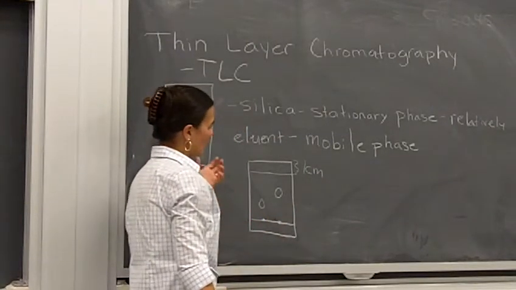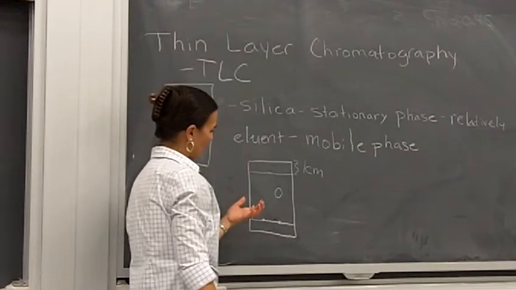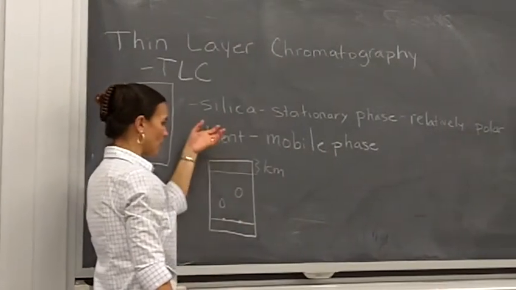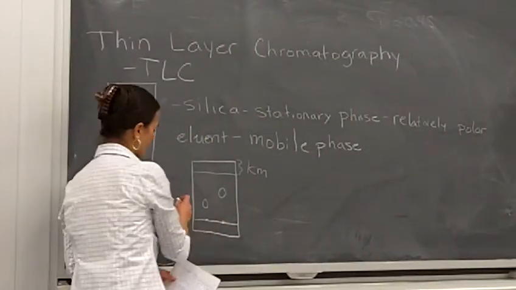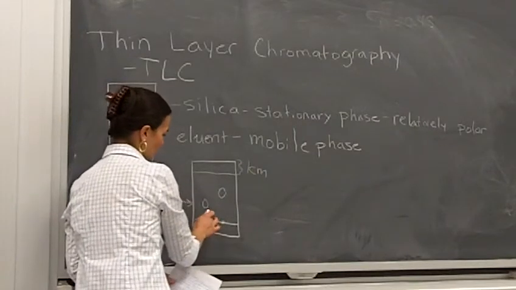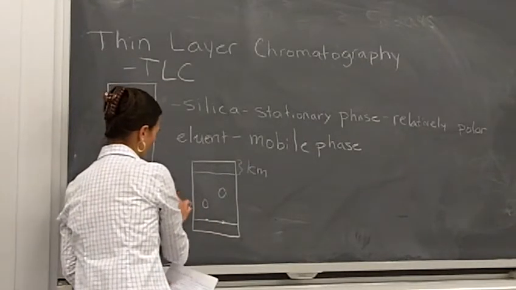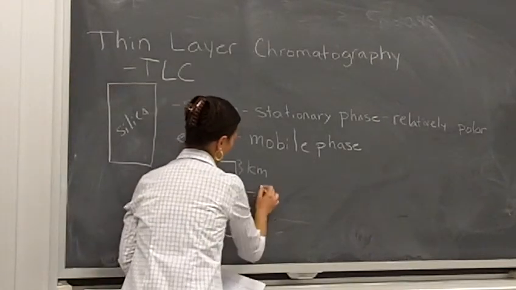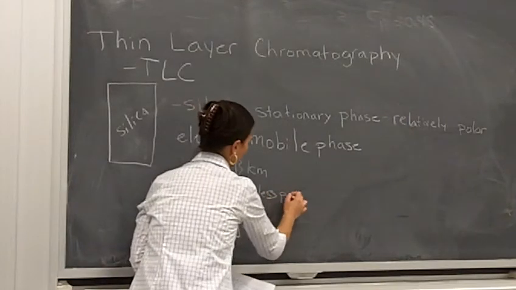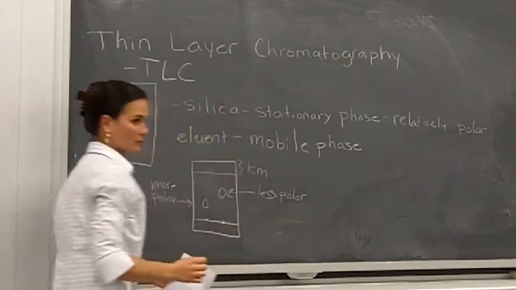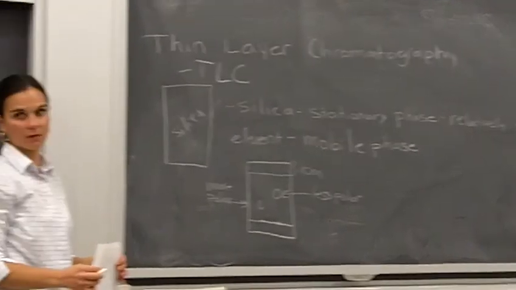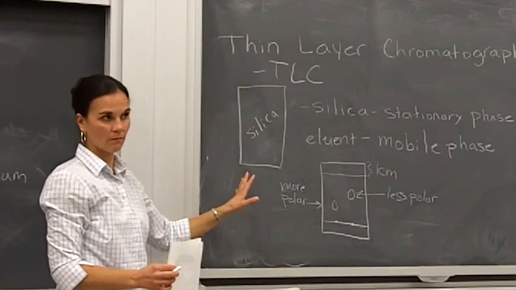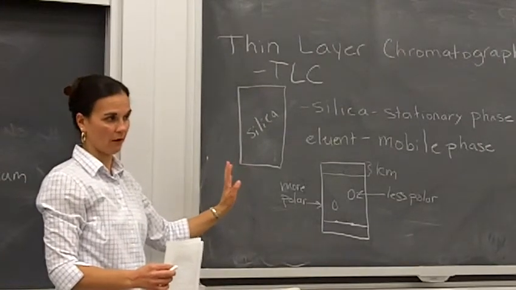When you've got something that's relatively polar, it wants to hang out with the silica. That means it didn't really travel with the eluent. So in this example, the spot closer to the origin would be the more polar compound, and this spot would be less polar. Did everyone understand that part? It wanted to hang out with the silica more than with the eluent in that equilibrium back and forth, okay?